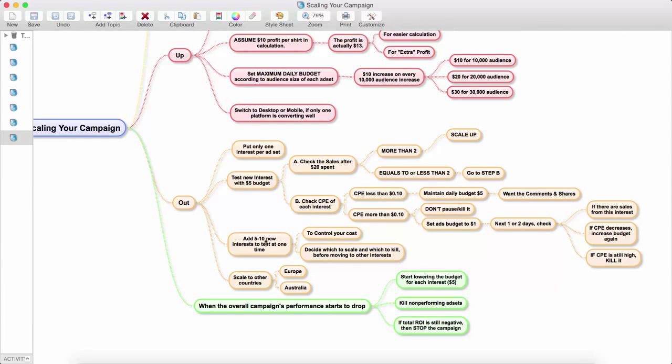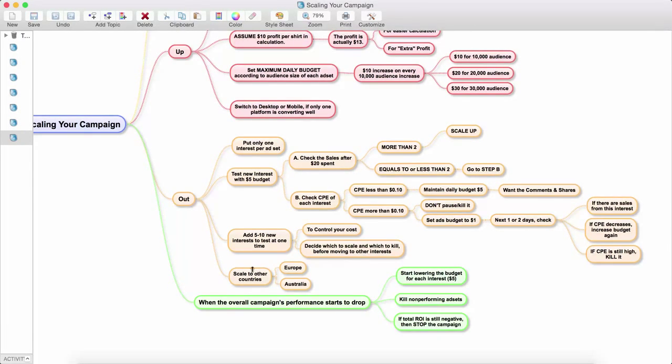I suggest you add 5 to 10 interests at one time. Don't add like 100 interests at the same time, because you have to control your cost. Start with adding 10 interests when scaling out, decide which to scale and which to kill. Learn from these 10 interests here and know more about your niche. Then when you add another 10 new interests, you already know about your niche and you can make a better decision.